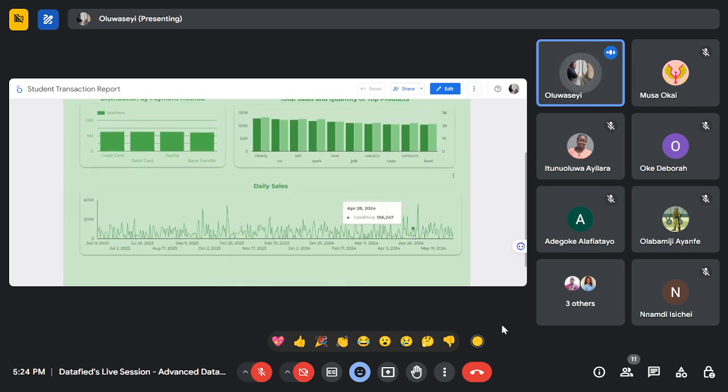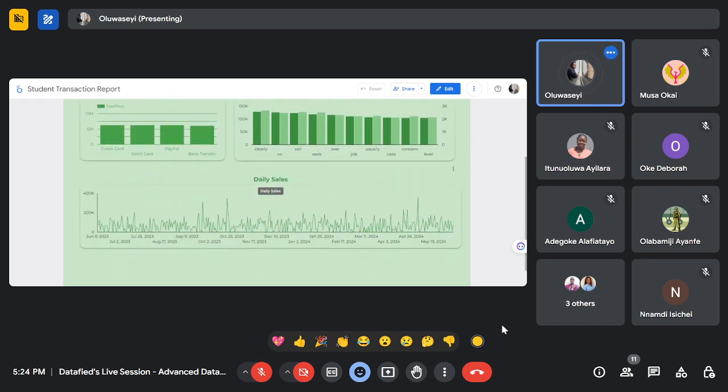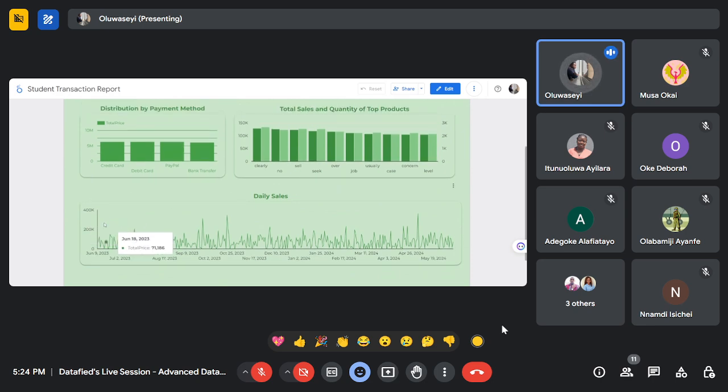A part of me feels like I did not do a thorough job on understanding my data set. That is why my explanation is not very clear. Then I have a time series to show daily sales.